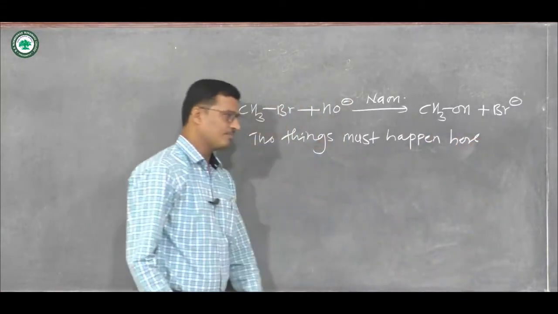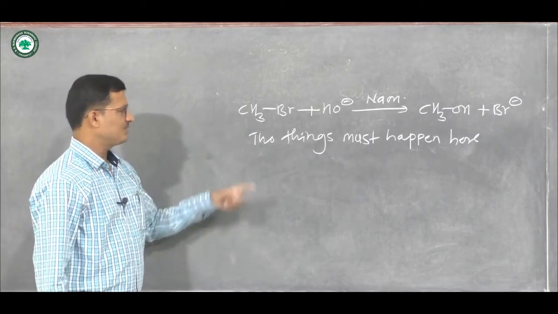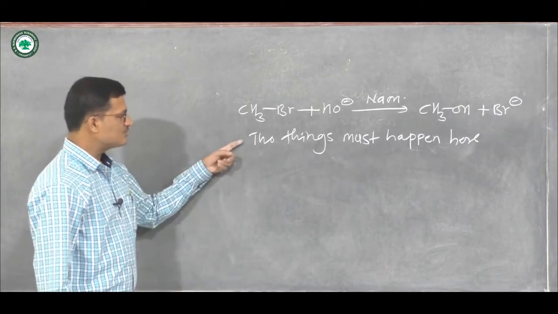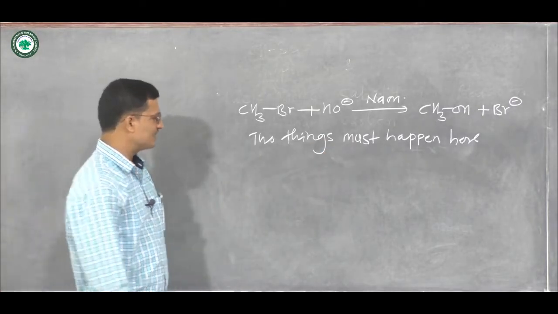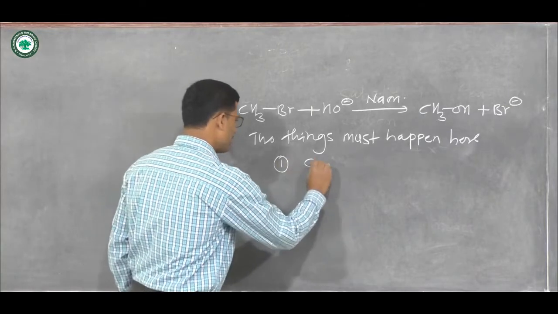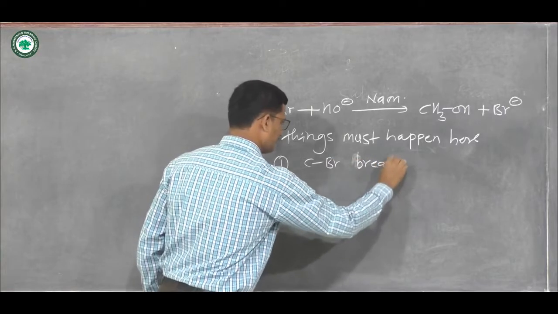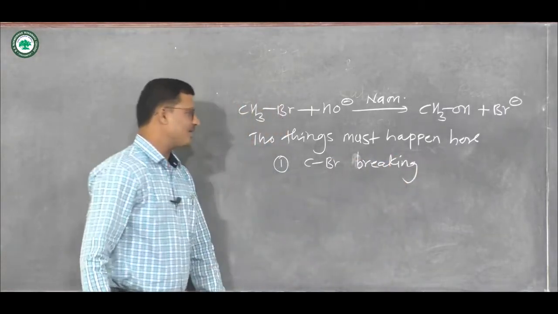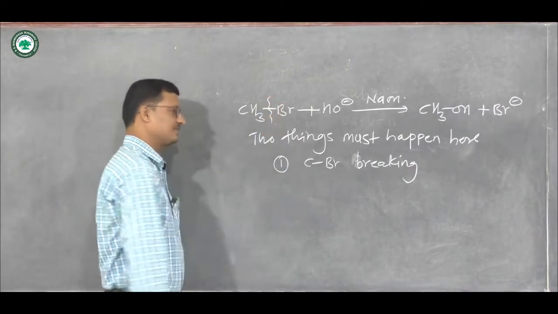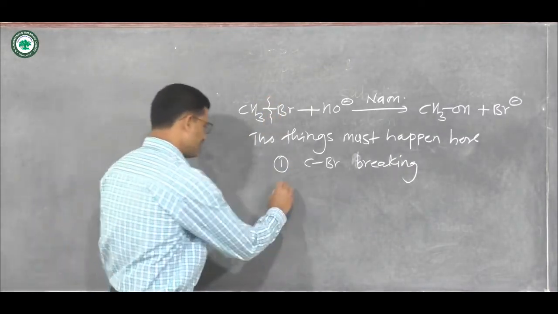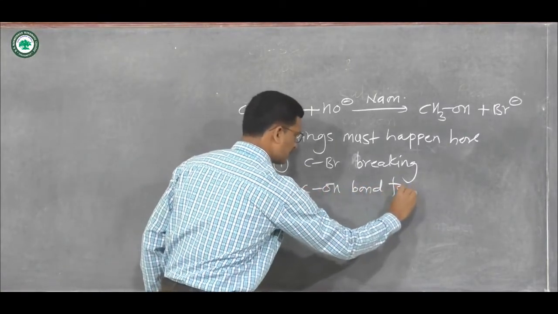What happened? When we think about the mechanism of the substitution reaction, two things must happen here. What are these two things? The first thing is the breaking of the bond between this carbon and Br. So this bond is broken. And what is the next? The carbon and OH bond formation.